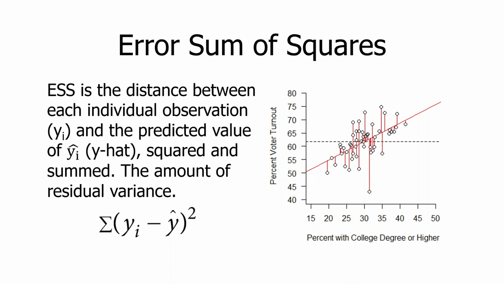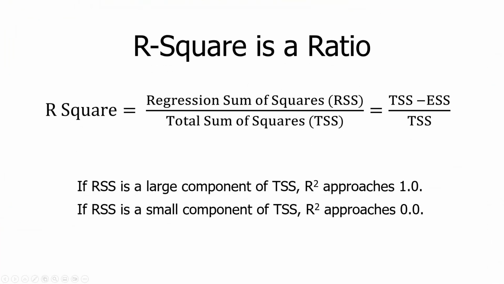Formally, the error sum of squares is represented by the difference between the individual observations on y for each case, minus the predicted value for each case, squared and summed. Now, you might have guessed where this is going. I mean, R-square is simply a ratio. It is a ratio of the regression sum of squares, how much leverage we're gaining, over the total sum of squares, which of course represents all the variation in the dependent variable.